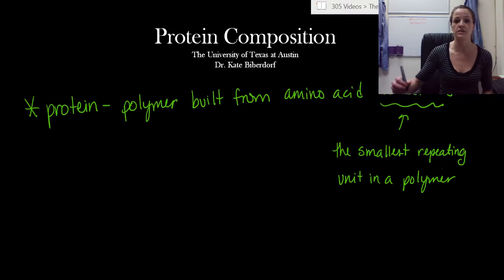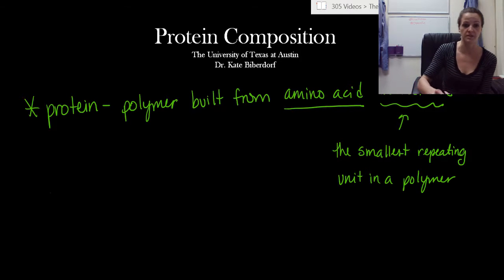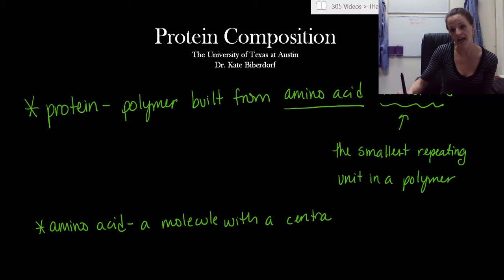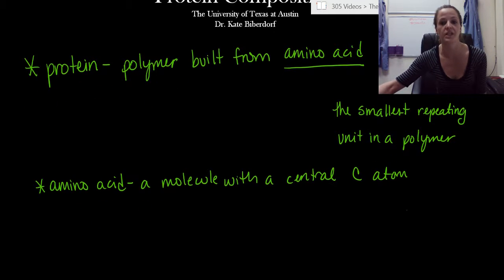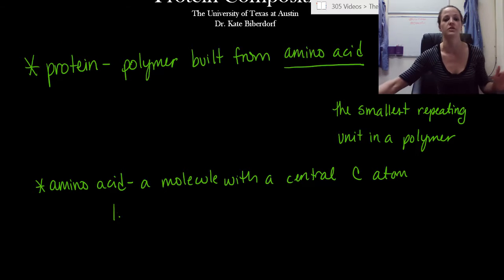Now we also need to discuss what an amino acid is. An amino acid is something that's very specific. So let's write this out here. An amino acid is a molecule with a central carbon atom. And then there are four things that it definitely has to be attached to every single time. Okay, there are no exceptions to this.